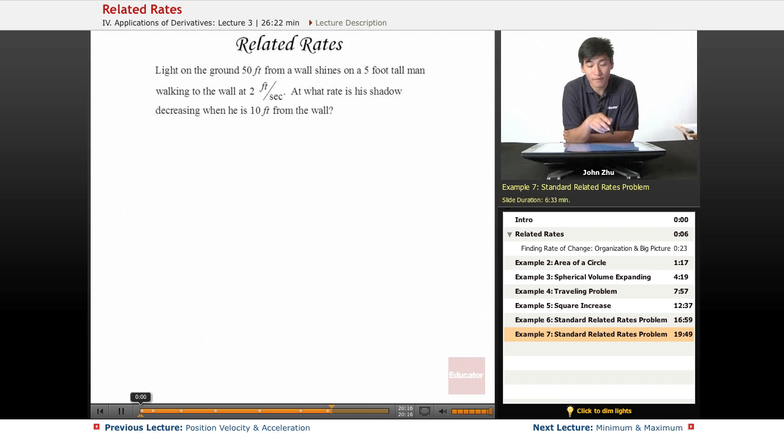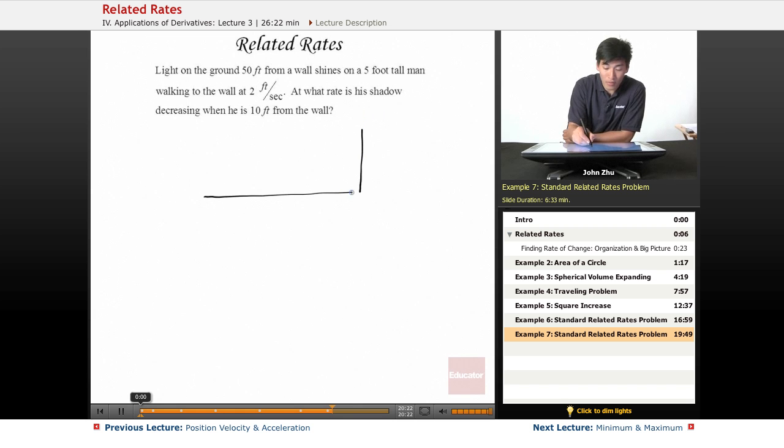Light on the ground 50 feet from a wall. So we're going to have a wall, and we're going to have the ground. So 50 feet from a wall shines on a 5-foot tall man walking to the wall at 2 feet per second. At what rate is his shadow decreasing when he is 10 feet from the wall?